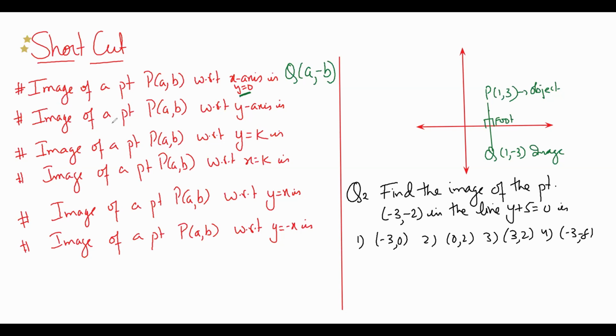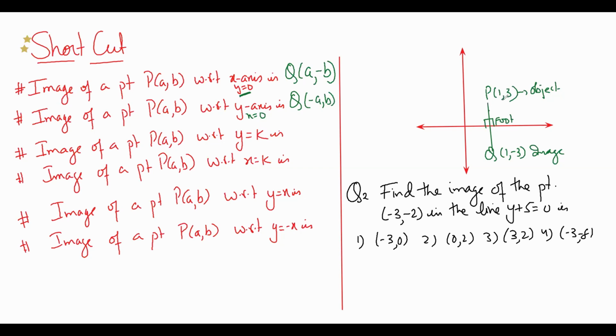Now the next shortcut is the image of a point. If you get this particular type of case, then you apply the direct shortcut. For the image of a point P(a, b) with respect to the y-axis, you have to keep in mind the equation of the y-axis, that is x = 0. In that case, you just replace the sign before the x coordinate, that is, a becomes -a. Now you can check on this example.